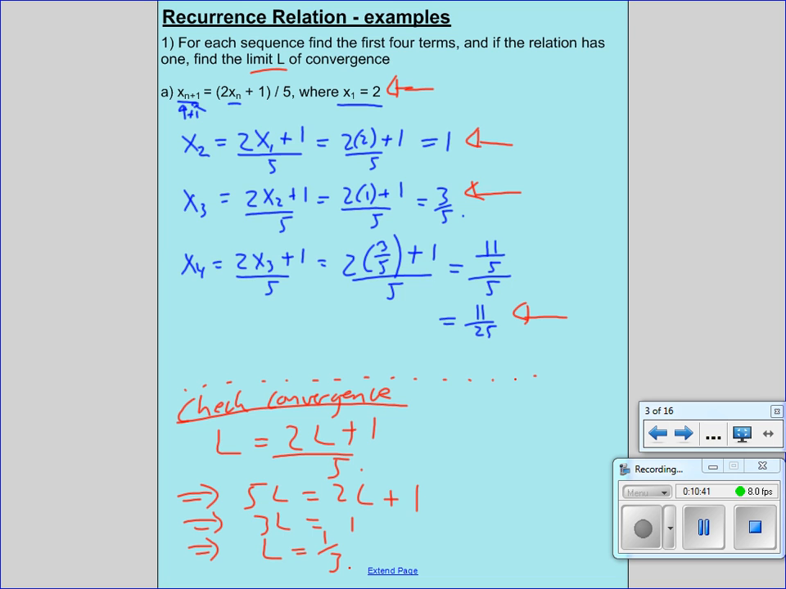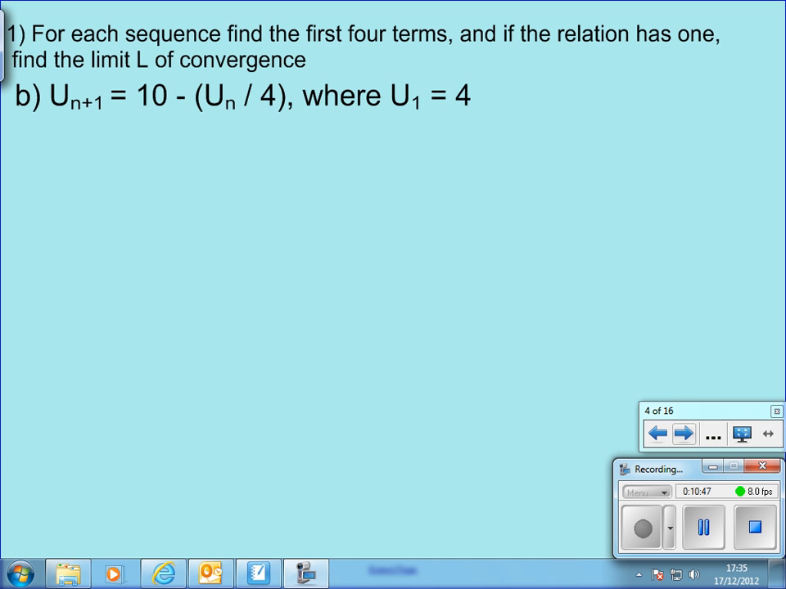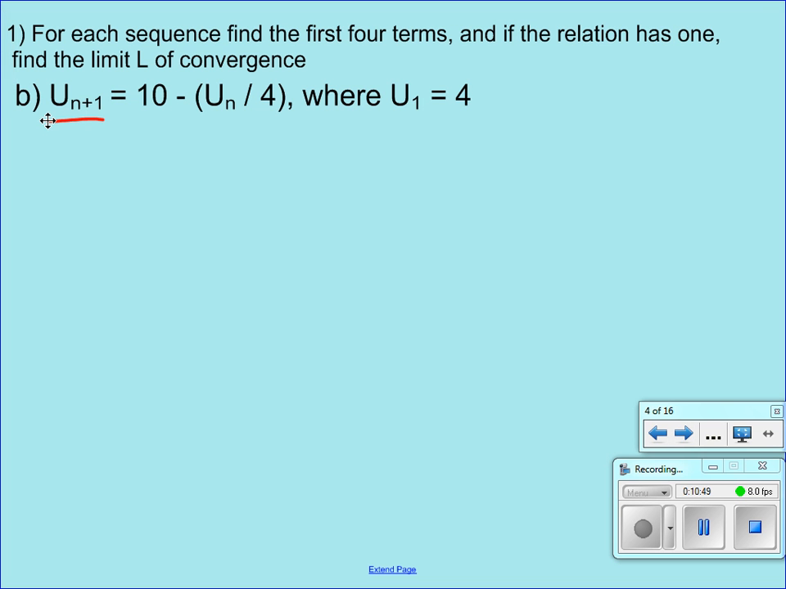Okay? Let's try again. This time I have, wow, a un plus 1. I've got something n plus 1. It must be another recurrence relation. Okay, another recurrence relation. So let's find the first 4 terms. I've got the first one. My second term, which is u2, is 10 minus the old term, the one before it, u1, over 4. We know u1 equals 4, so that's 10 minus 1, 9.